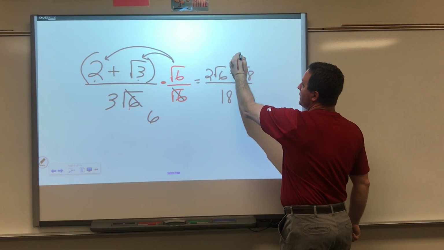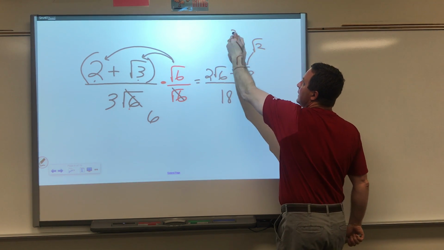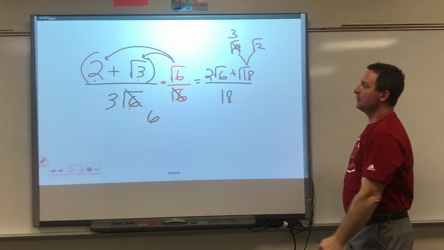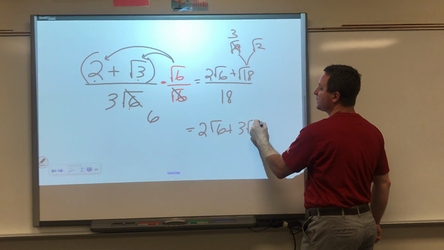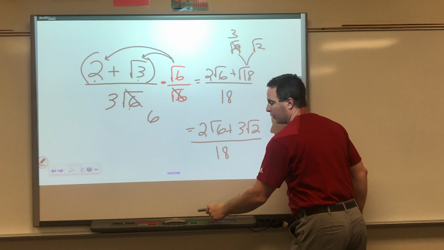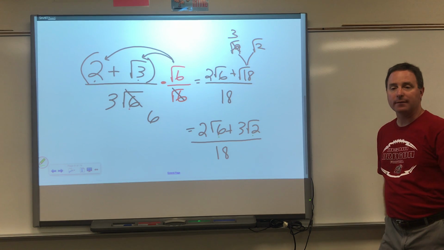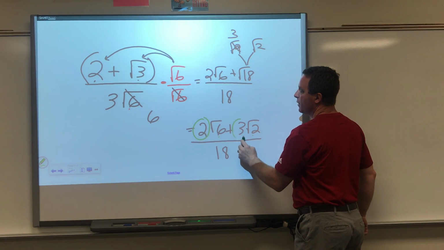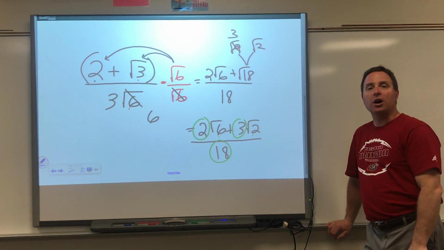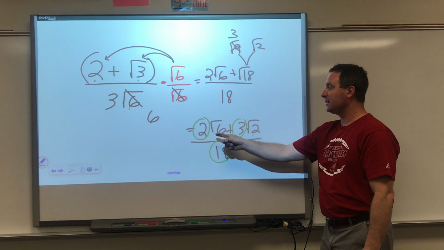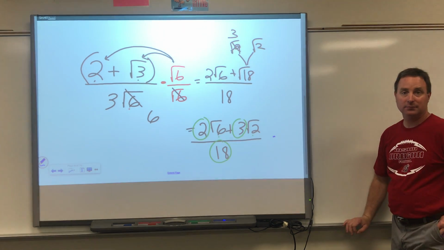Well, the square root of 6 can't be, but 18 can be. 18 can be divided into 9 times 2, and the square root of 9 turns into a 3. Okay? So I have 2 square roots of 6 plus 3 square roots of 2 all over 18. And if I look closely at that, my two radicals are reduced all the way. And then my big numbers, 2, 3, and 18, there isn't anything that goes into all 3 of them. Now 2 goes into 18, 3 goes into 18, but 2 and 3 don't have anything in common. There's my final answer right there.